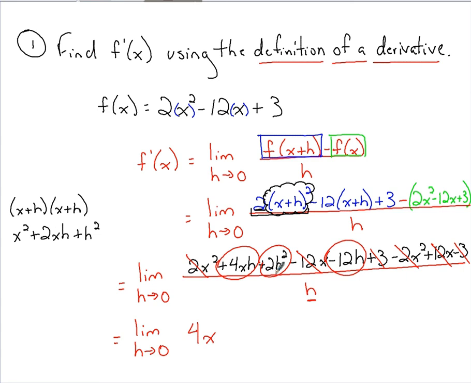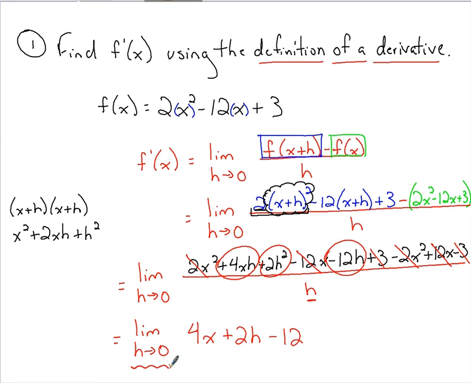H goes into 2h squared. I'm left with a positive 2h. And h goes into the minus 12h. I'm left with minus 12. There's the simplified form. We're finally ready to apply this limit.